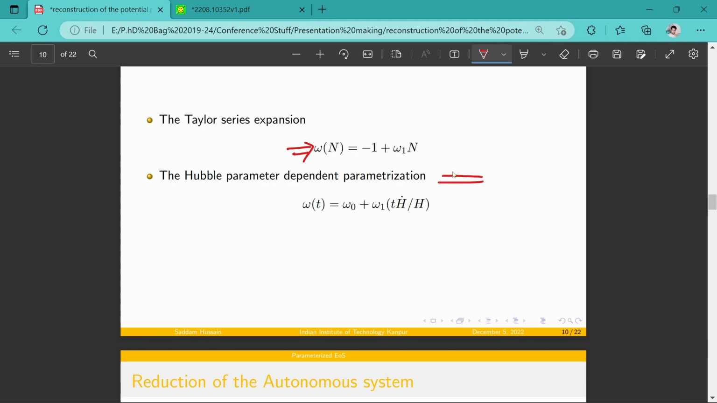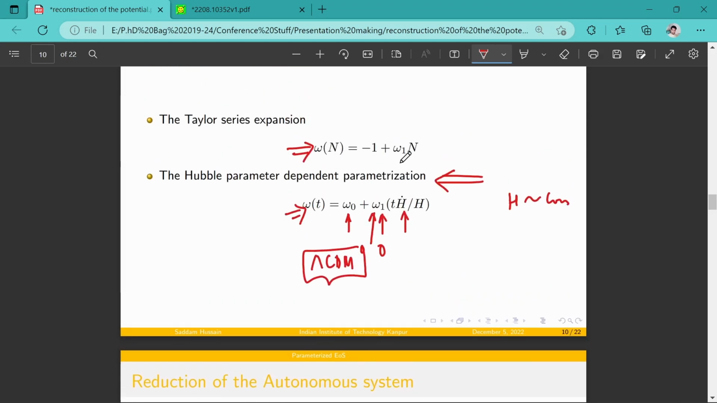And secondly, we have the phenomenological approach, where suppose we have the EOS which is time dependent. We have the two constants omega 0 and omega 1. It can be fixed to -1, but we are not fixing it. Apart from that, it depends on the cosmic time, the Hubble parameter h, and the derivative of the Hubble parameter. Now, if h is constant, then this total thing will be 0, and you get omega t equal to omega 0, which is again the lambda CDM cosmology if omega 0 is -1. Okay.